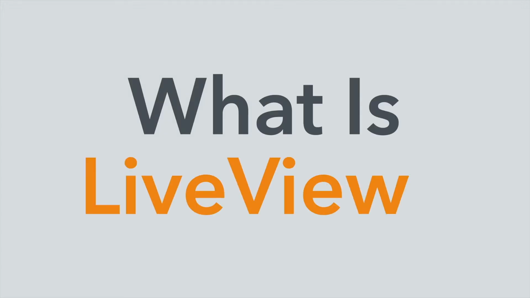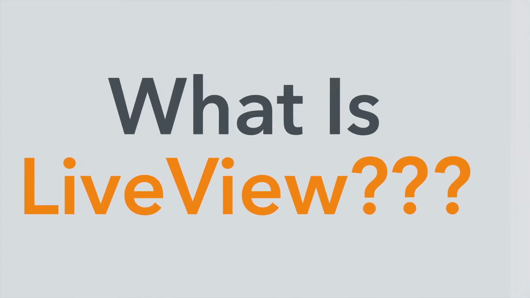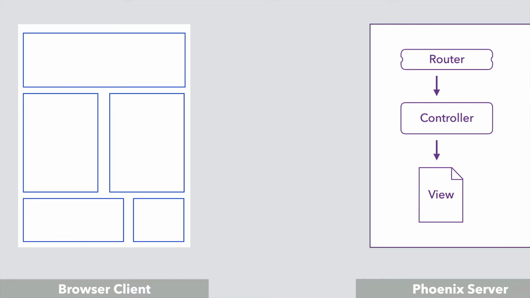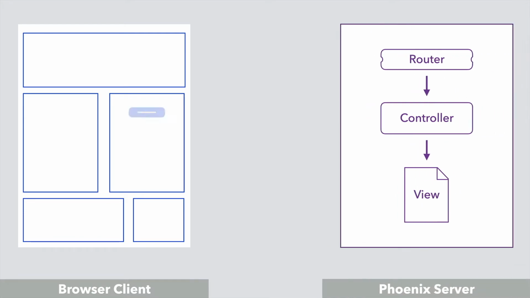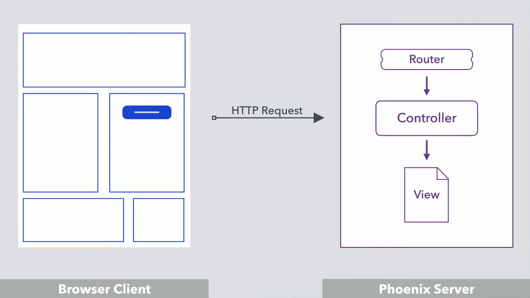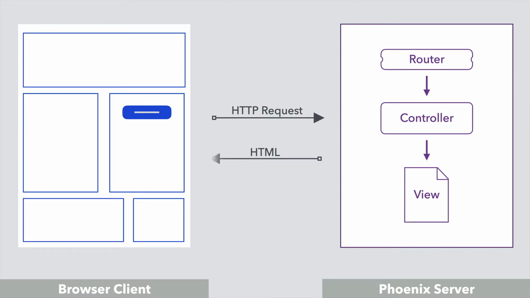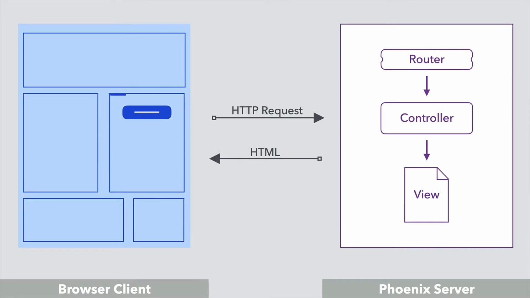So what is LiveView? What problems does it solve and what can you do with it? To answer that, say we have a conventional Phoenix application and on this page there's an interactive element. It sends an HTTP request to a controller action which changes some state on the server, renders a view template, and a new page of HTML is sent back as the response. Then the entire page is reloaded, even though only part of the page changed. And that's far from ideal.